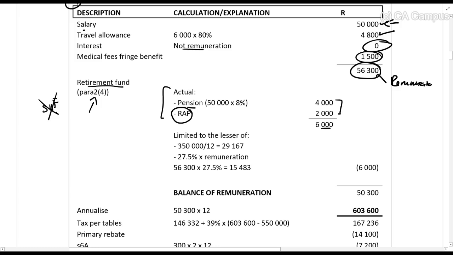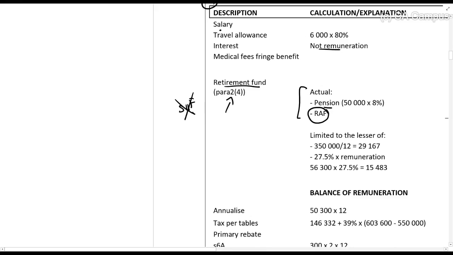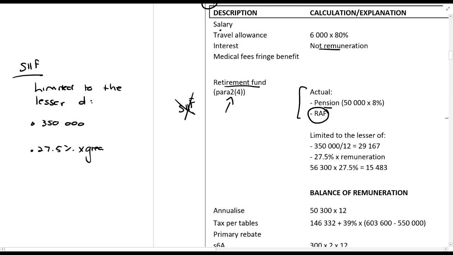Now, this is limited to the lesser of. What is our limits usually when we do Section 11F, guys? Our limits are usually limited to the lesser of 350,000 or 27.5% times the greater of the remuneration or the taxable income including CGT, or our third limit is the taxable income excluding CGT.